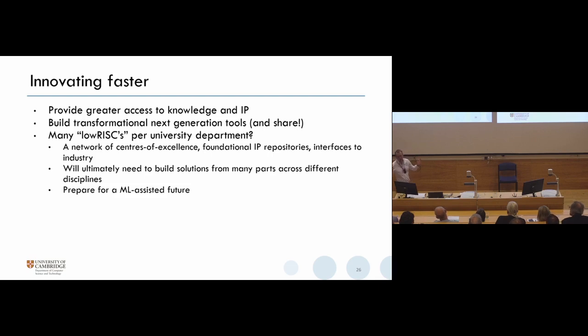What I sometimes think about is, wouldn't it be great if there were many of these low-risk type entities or labs per university department? And going forward, I think this would be a great thing as the complexity of the solutions we're going to have to build increases, and having these centers of excellence and repositories of foundational IP across subjects, I think would be transformational. And also, I think would prepare for this machine learning assisted future that I suspect is coming very quickly.